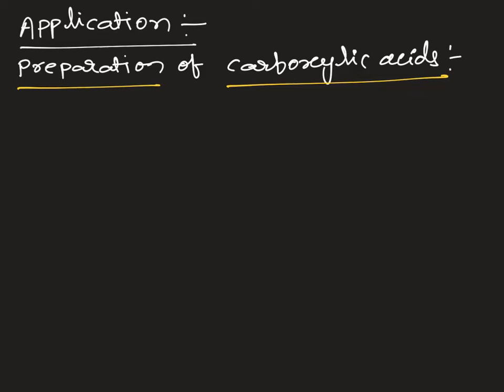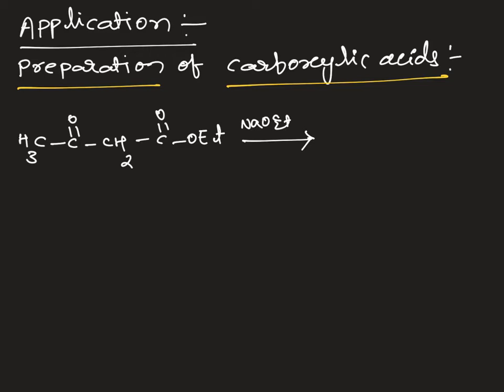By using ethyl acetate, we can prepare carboxylic acid. We can prepare monocarboxylic acid as well as dicarboxylic acid. First I am taking a monocarboxylic acid. If I take ethyl acetate, OEt, and I am reacting with sodium ethoxide, it will form sodium salts of ethyl acetate.